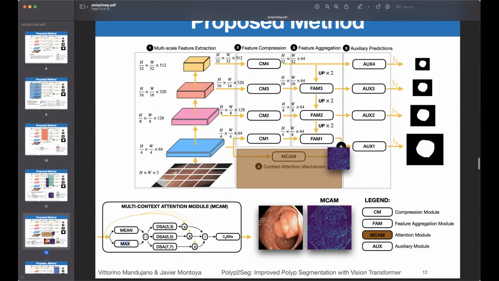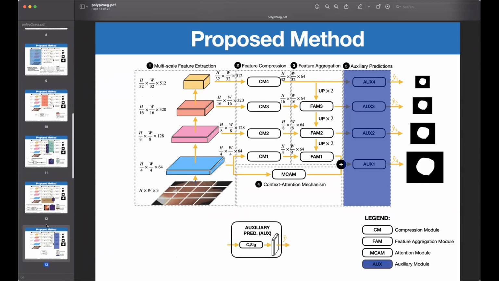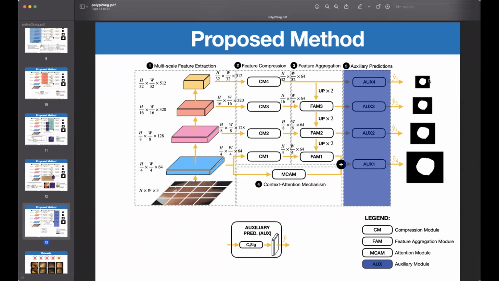And finally, in order to characterize the different sizes of our polyps, we use this deep supervision approach, not only applying it on each stage separately, but we add a sort of virtual outputs in which we directly combine neighboring outputs.